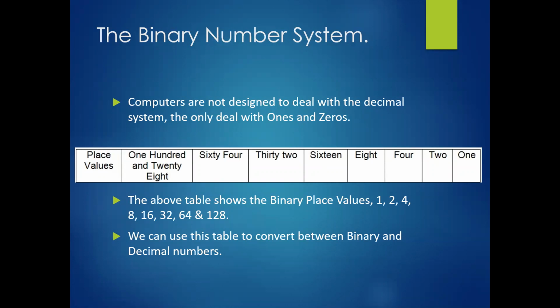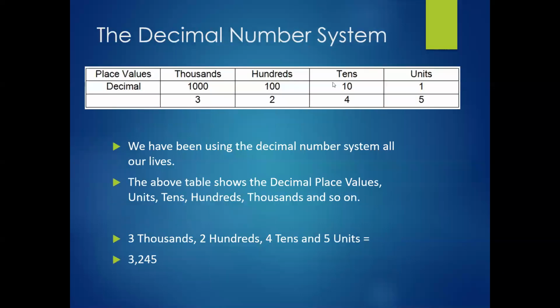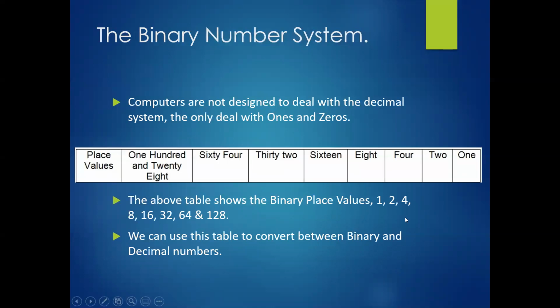So the place values when it comes to the binary number system are slightly different because it's not base 10. This here is what we call base 10. It goes up by a factor of 10 each time. Ones, tens, hundreds, thousands. 10,000 with the next one. In binary, because it's base 2, we start with 1, but it then doubles each time. It goes up by a factor of 2.